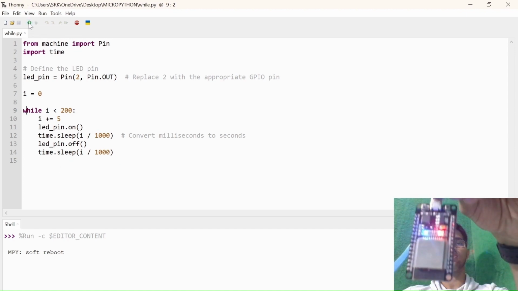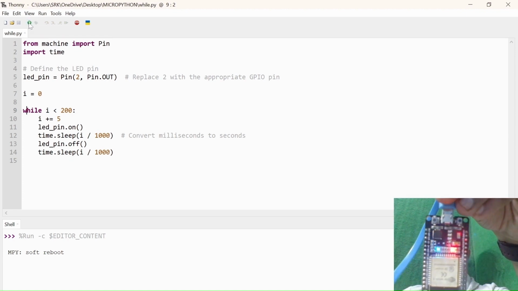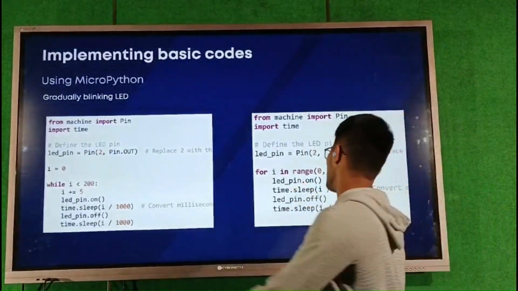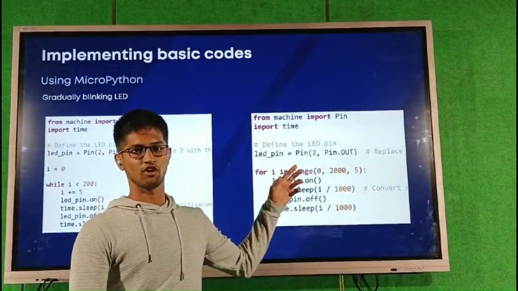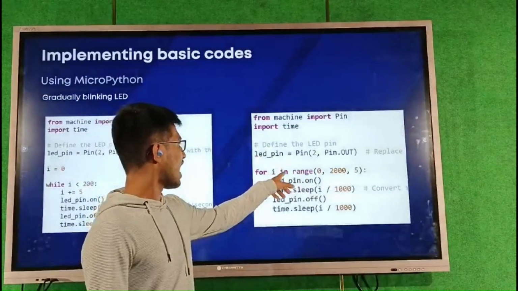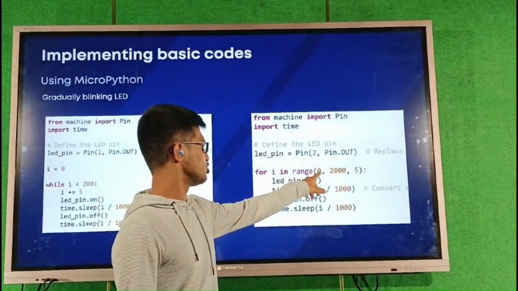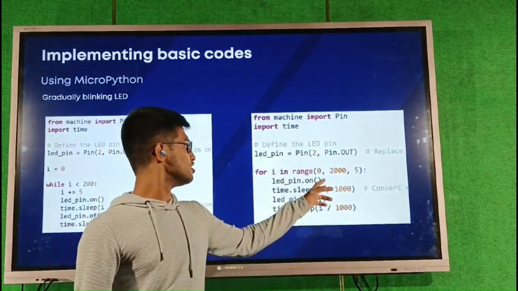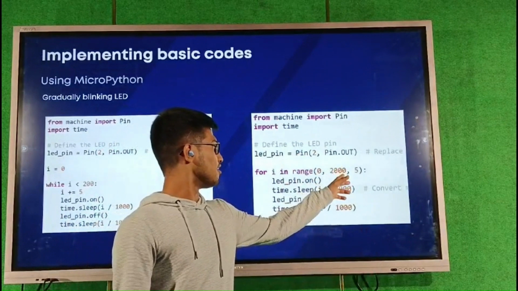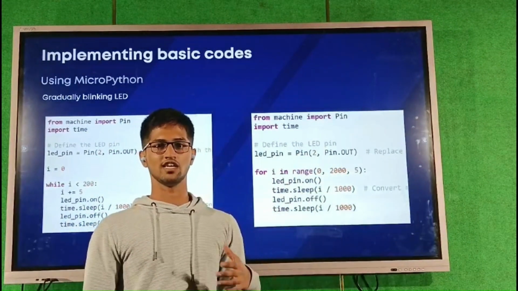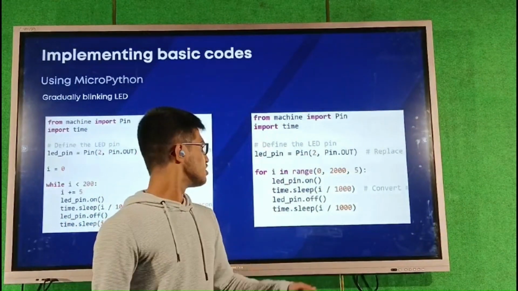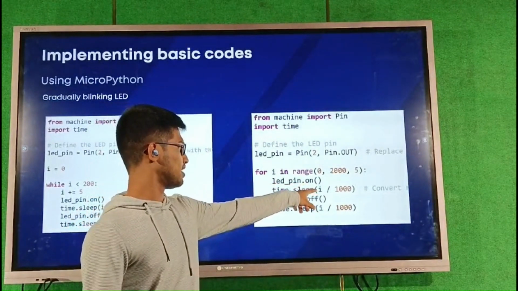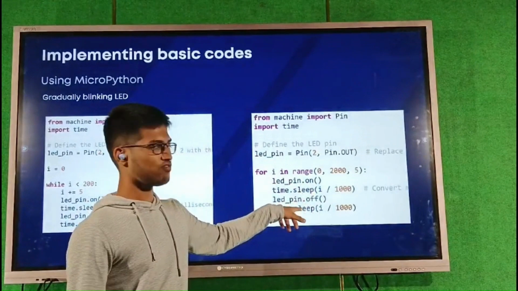LED pin is on. After that, sleep. The sleep is about 0.2 seconds. Similarly, let's move to the for loop. In this for loop, there is no setting of an initial point. Here, i in range(0, 2000, 5). In this, 0 is the initial point, 2000 is the final point, and 5 means that it has to be incremented by 5. So similarly, LED is on, the sleep time will be increased by 5, and then off.